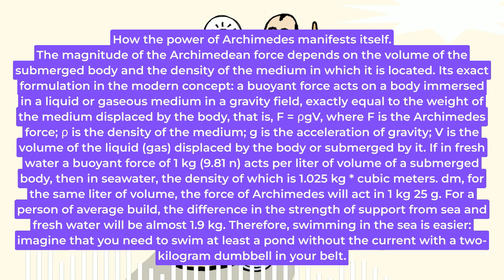If in fresh water a buoyant force of 1 kg, 9.81 N, acts per liter of volume of a submerged body, then in seawater, the density of which is 1.025 kg per cubic decimeter, for the same liter of volume the force of Archimedes will be 1 kg 25 g. For a person of average build, the difference in the strength of support from sea and fresh water will be almost 1.9 kilograms. Therefore, swimming in the sea is easier. Imagine that you need to swim across a pond without a current with a 2-kilogram dumbbell on your belt.